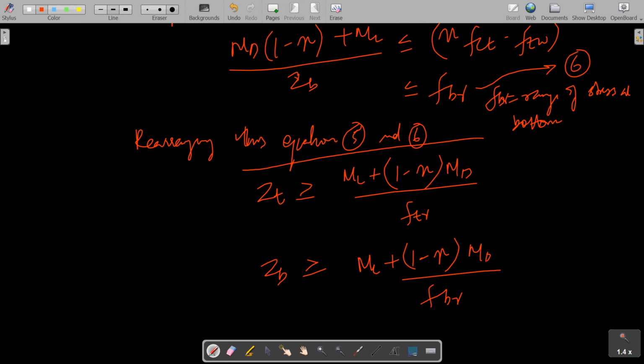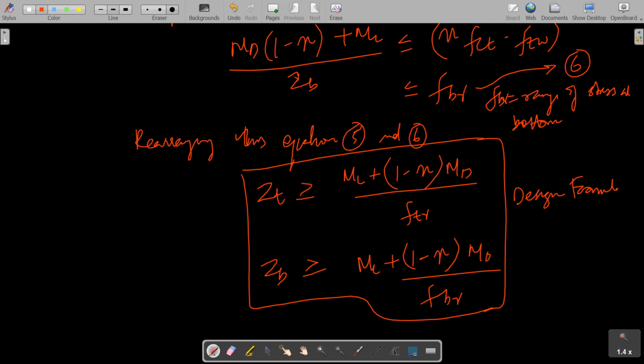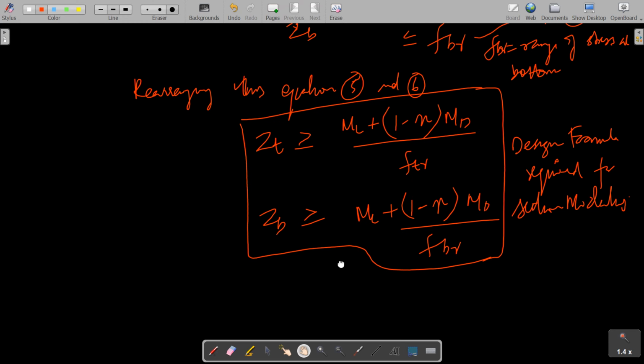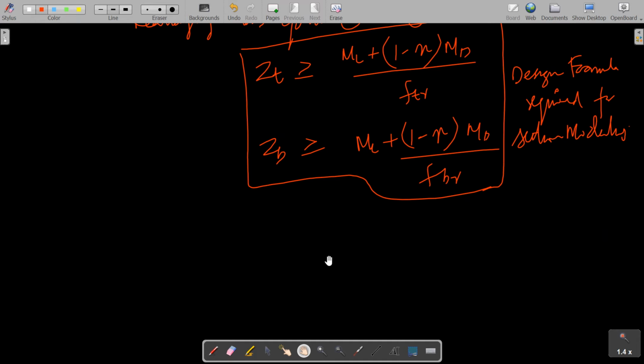This is the design formula for the section modulus of the beam required. So your section modulus Z value should be greater than these values, such that the final stresses at the top and bottom fiber will be safe. Now you need to find the value of the pre-stressing force and the eccentricity that should be applied, such that your stresses will be under control.